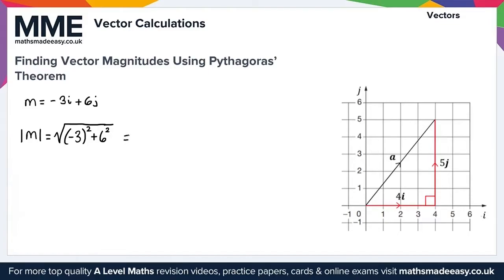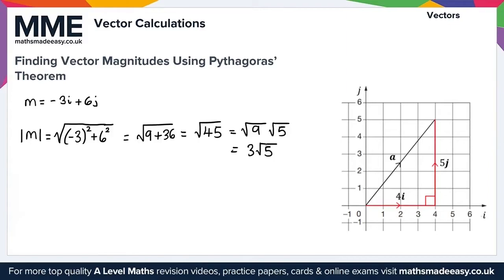If we evaluate this, it is equal to the square root of 9 plus 36, which is equal to the square root of 45, which we can write as the square root of 9 times the square root of 5. And clearly the square root of 9 is equal to 3. So we write that as 3 root 5.